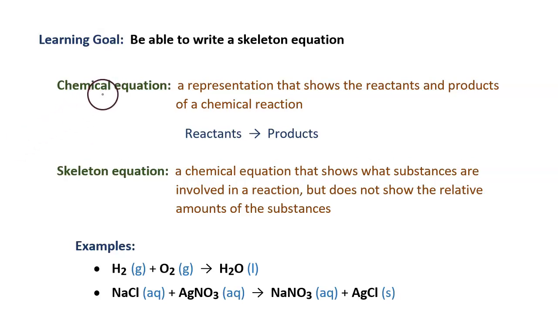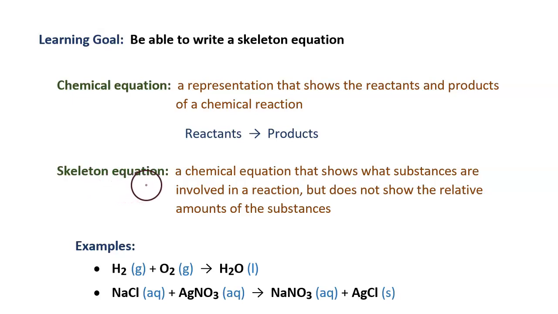Our first vocabulary word is chemical equation. This is a representation that shows the reactants and products of a chemical reaction. Here's the general pattern of a chemical equation. There'll be an arrow in the middle separating the reactants from the products, and for any specific chemical equation, the reactants will be one or more elements or compounds added together. The products will be one or more elements or compounds added together.